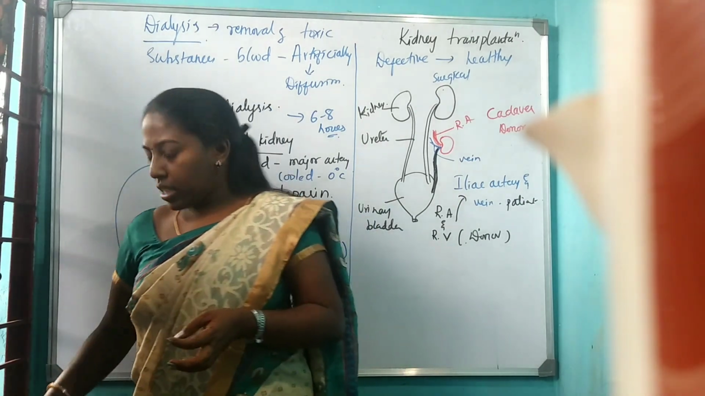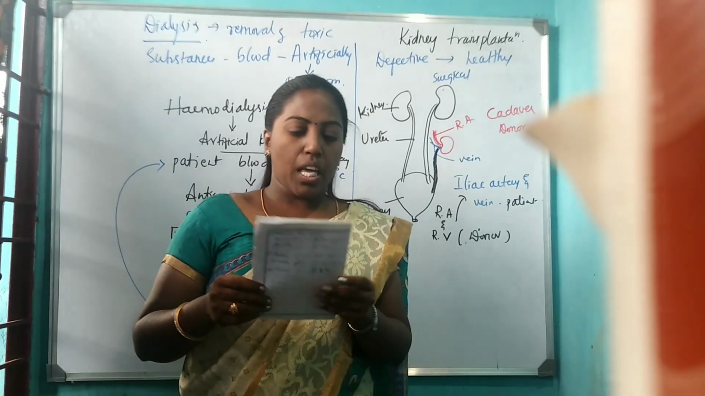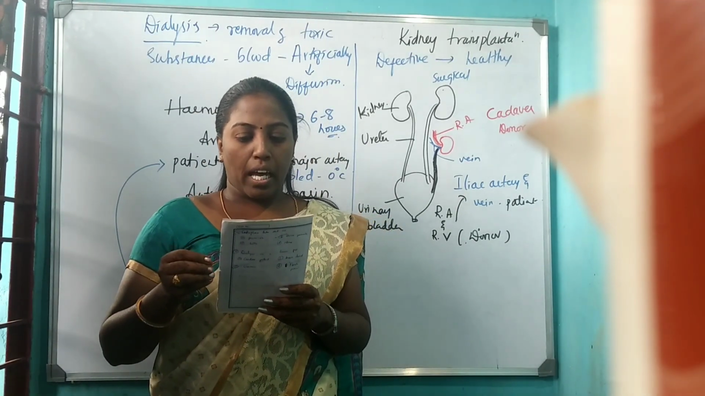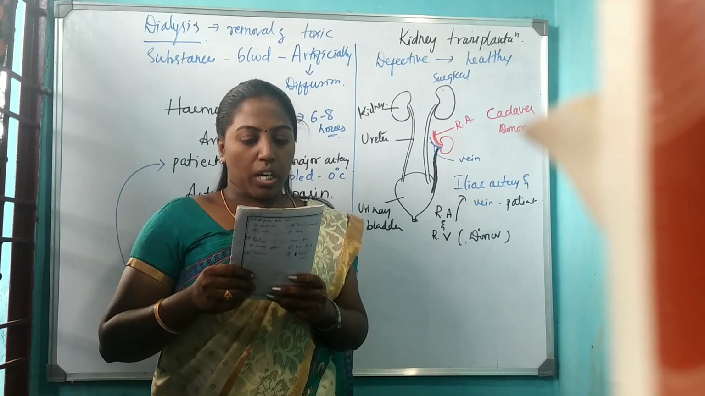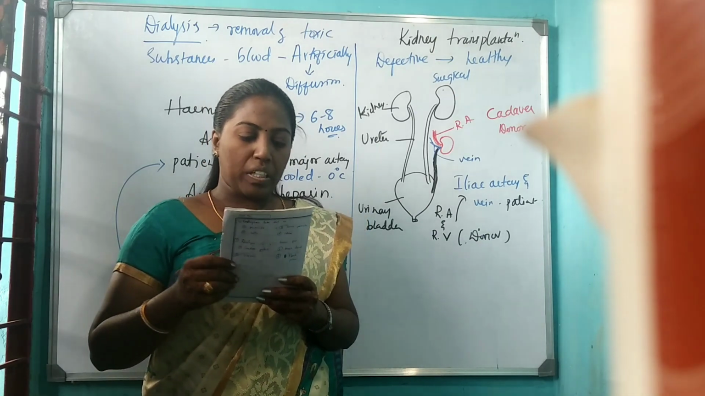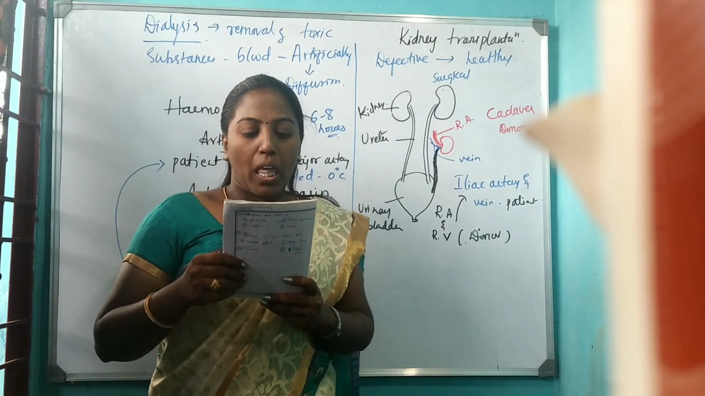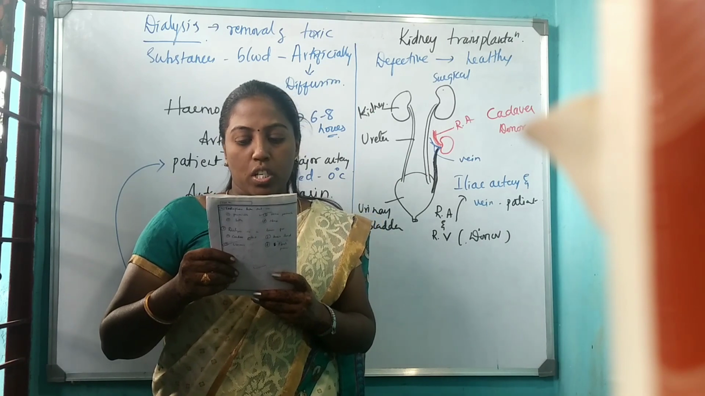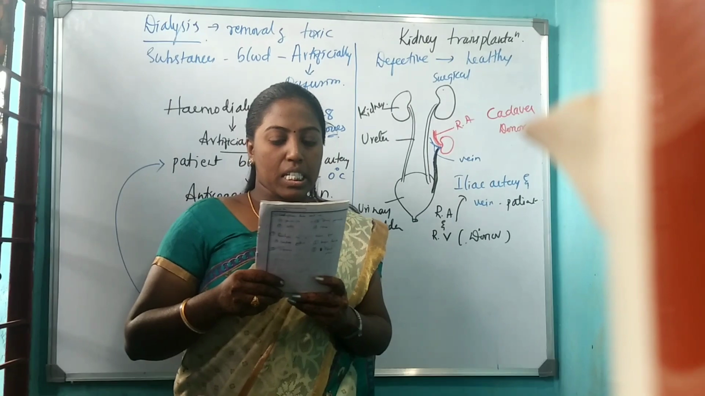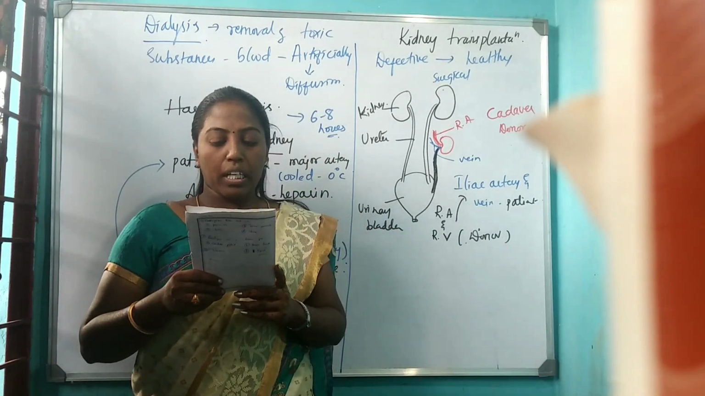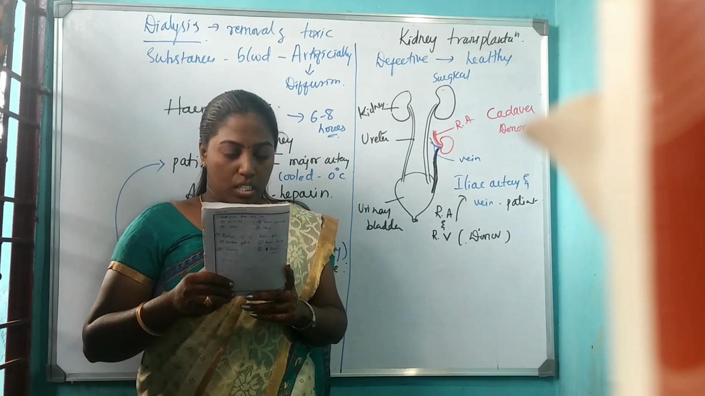Let us see some questions related to the topic. The first question: in a diabetic patient, glucose appears in the urine because the concentration of glucose is more in the glomerular filtrate as compared to the normal amount, and it is not fully absorbed. So the answer is C.